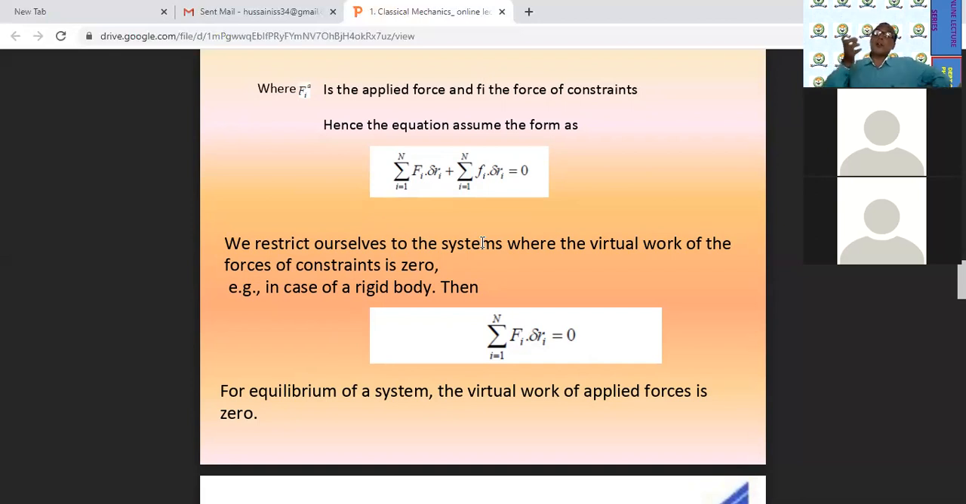Now Cartesian coordinates are the basic coordinates of the system or particle's motion, and therefore a relation is there, an equation is defined which gives the relation between the Cartesian coordinates and the generalized coordinates, and that equation is called the transformation equation: x_i equals x_i of q1, q2, q3, qf and t, where x_i is a function of generalized coordinates q1, q2, q3 and so on. That is called the transformation equation.